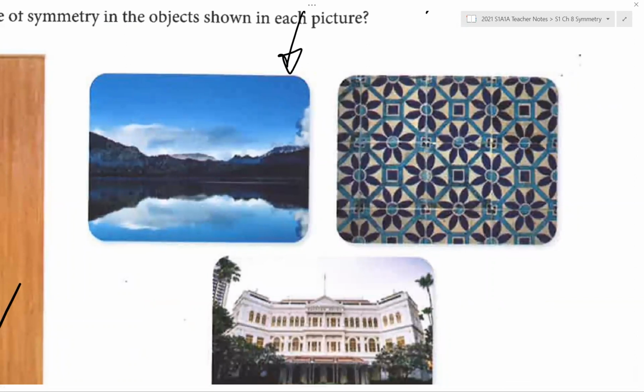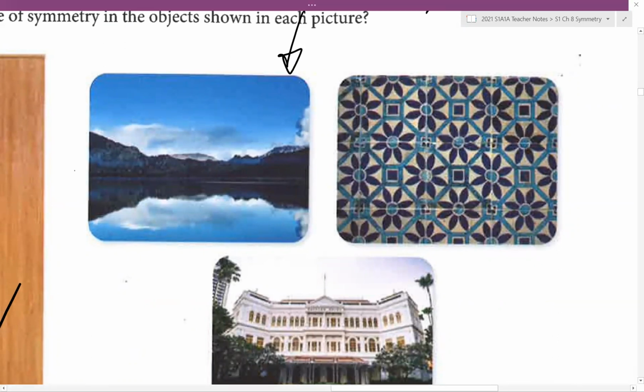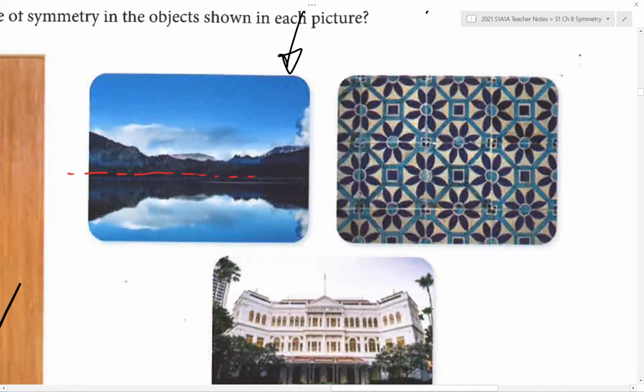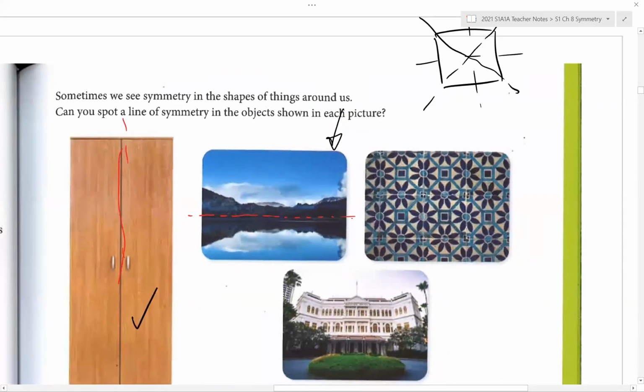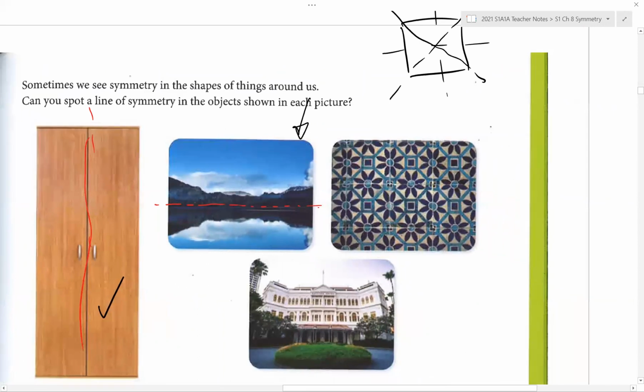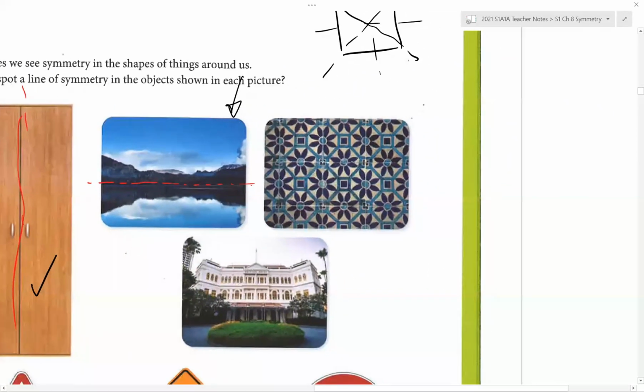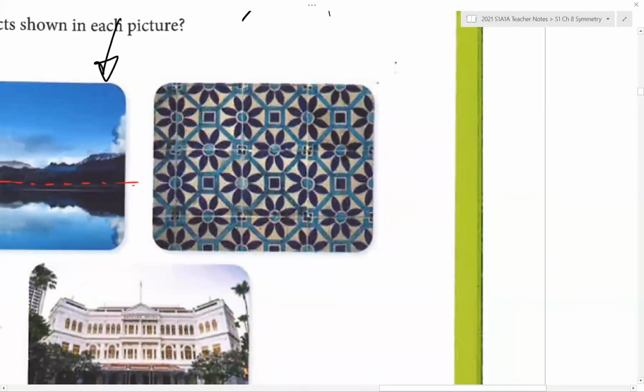The landscape, right? Then that's water at the bottom. So the water acts as a mirror, isn't it? So where's the line of symmetry? Okay, here. So actually you can draw the line of symmetry. You can also draw for this cupboard a line of symmetry vertically down. Wow, this has many lines of symmetry. Can you find them?